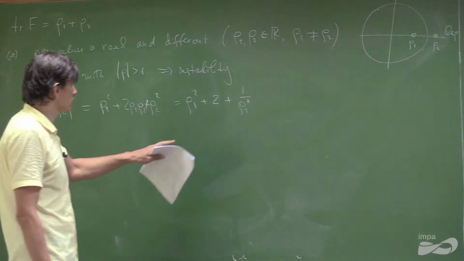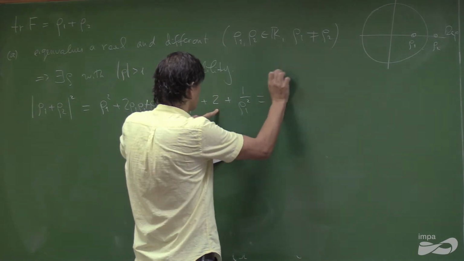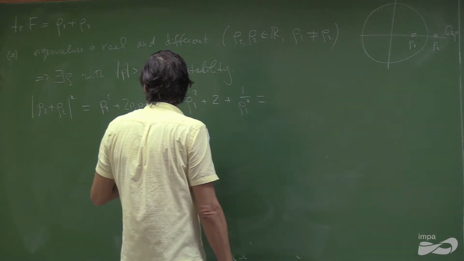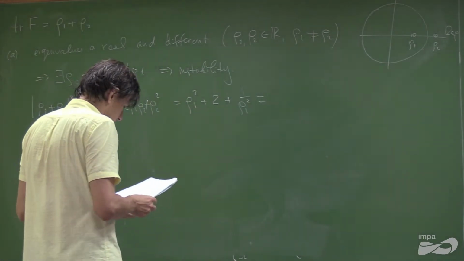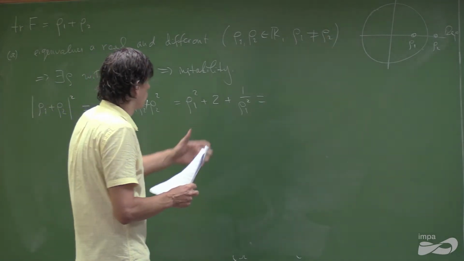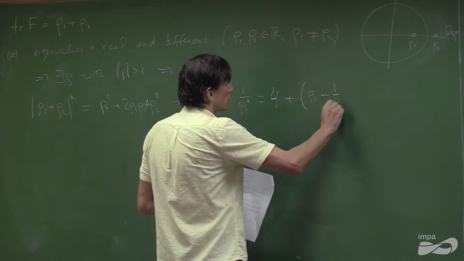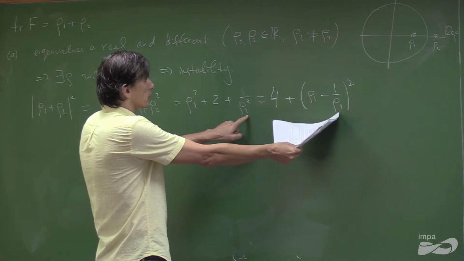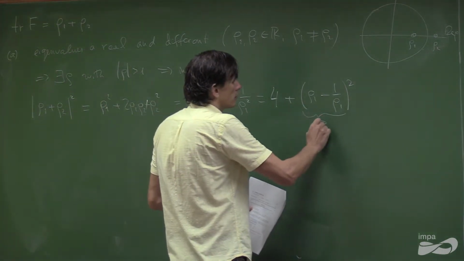And this you can add to and subtract to, so it will be bigger than 2. Okay, what we do, we add 4 and subtract 4. Take 4. And then you can check that the rest can be written as rho 1 minus 1 over rho 1, squared. That should work. So you see that rho 1 squared, 1 over rho 1 squared, and then there will be 4 minus 2, giving you 2. So that's bigger than or equal to 0.